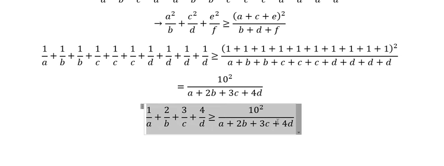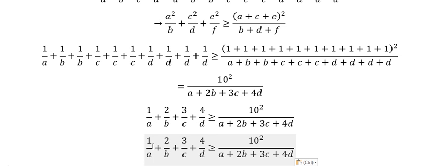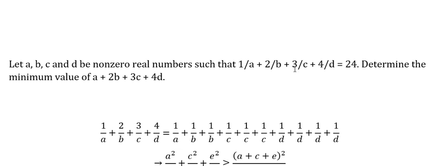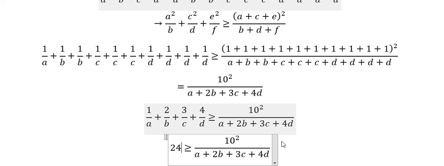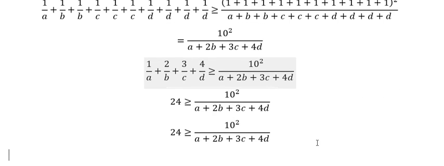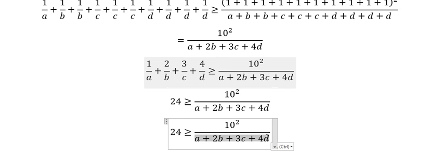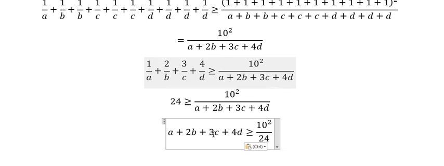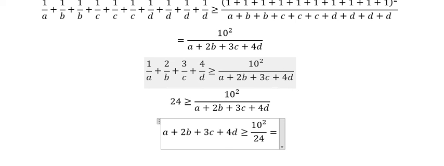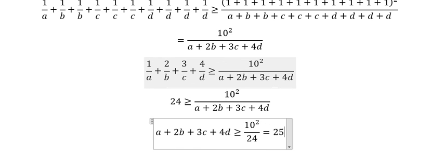So we know that the value of this one is 24. So I will put this one to the left, number 24 to the right. And now we can find the minimum value of this one. This one we simplify and we have 25 over 6.